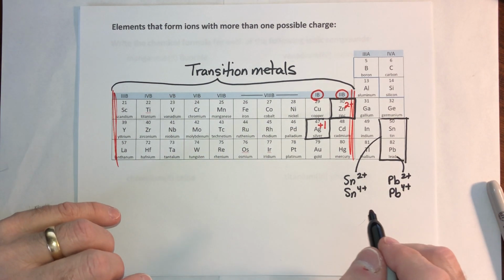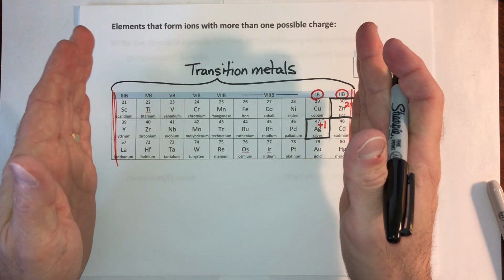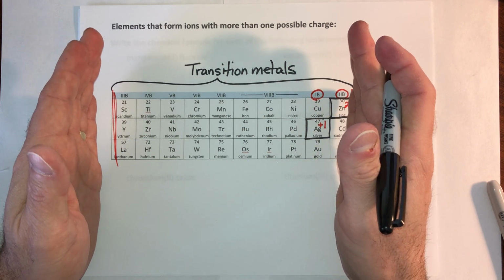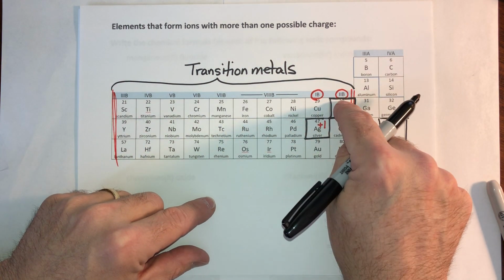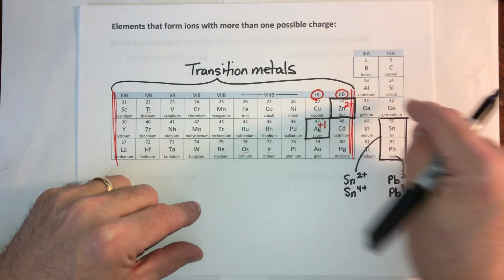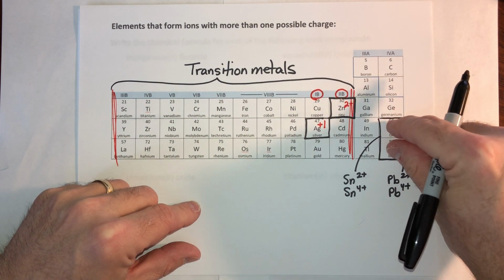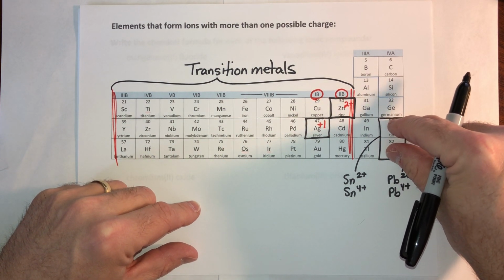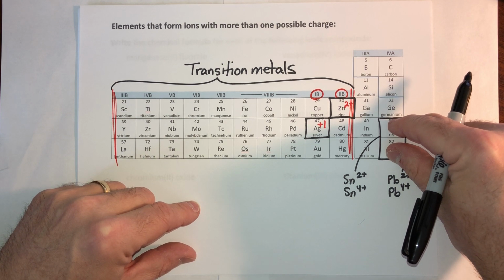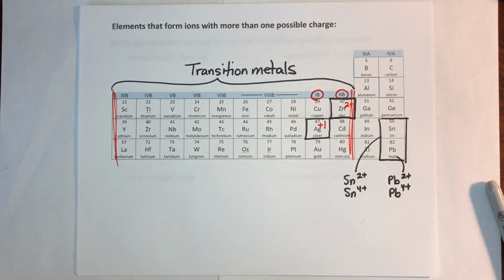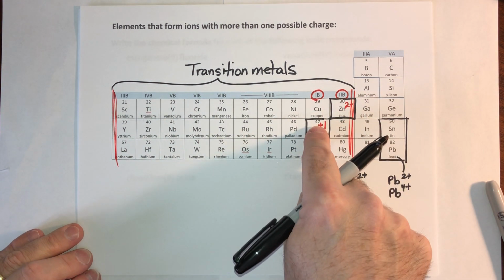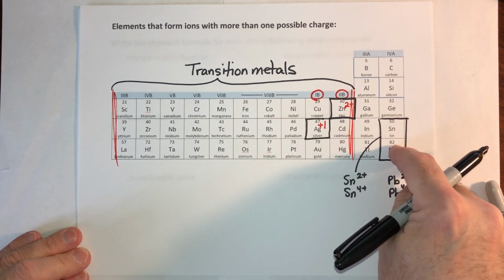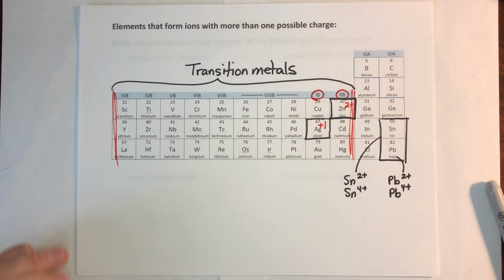So the rule is transition metals require Roman numerals, except silver and zinc. Except tin and lead. They need Roman numerals even though they're not transition metals. So these 4 you have to remember are going to give you some trouble, right? 2 of them should have Roman numerals, but they don't. 2 of them should not have Roman numerals, but they do. So make sure that you remember those.